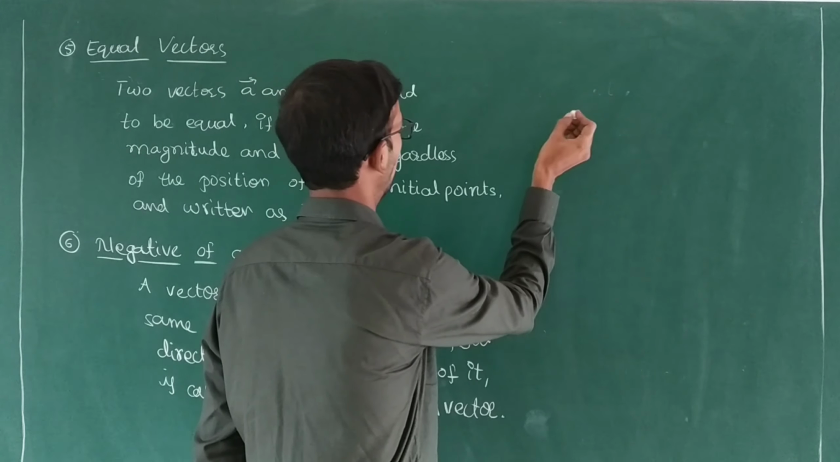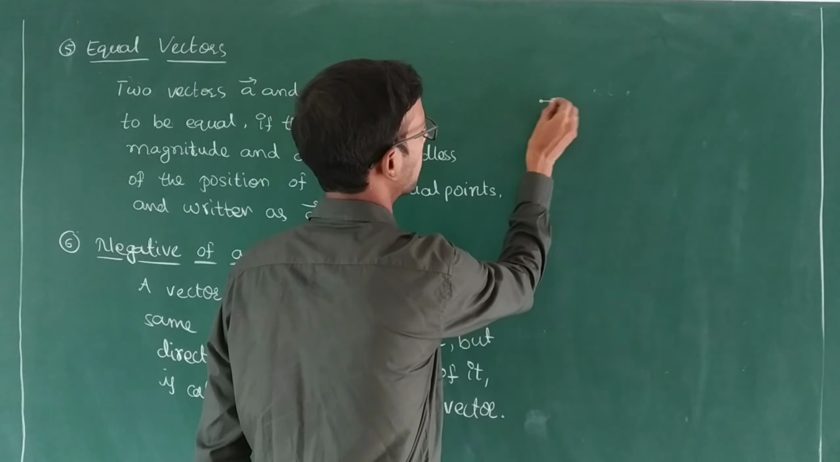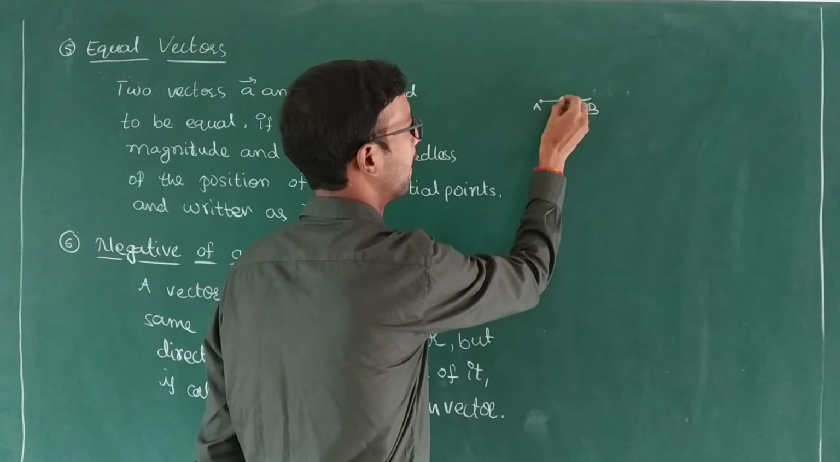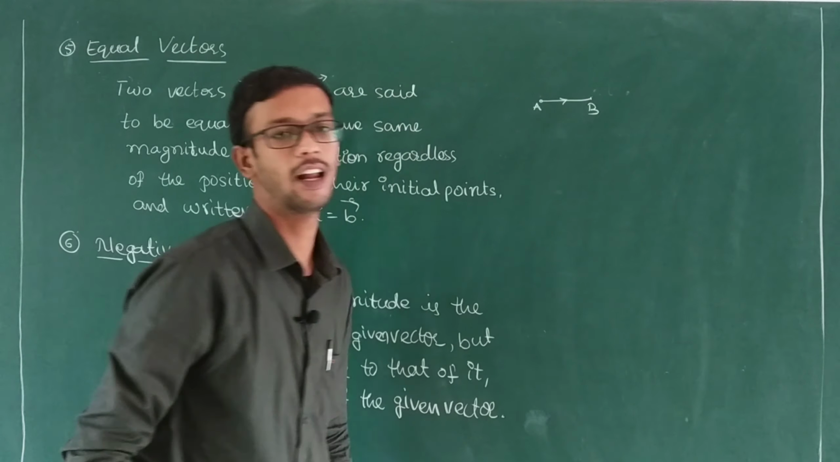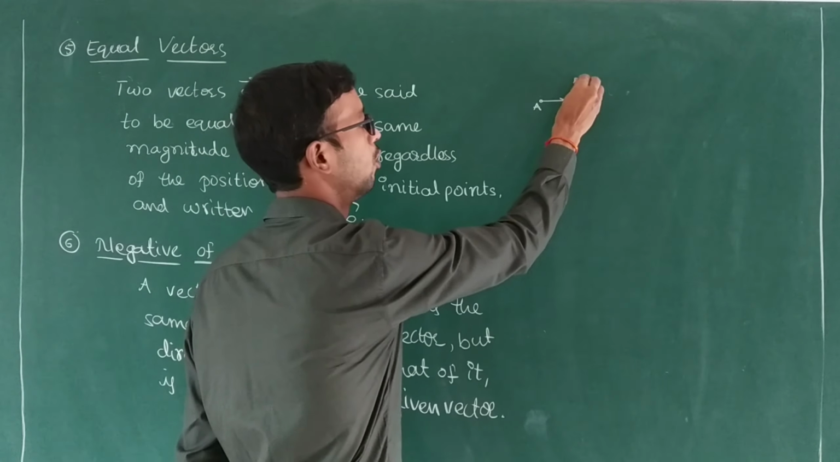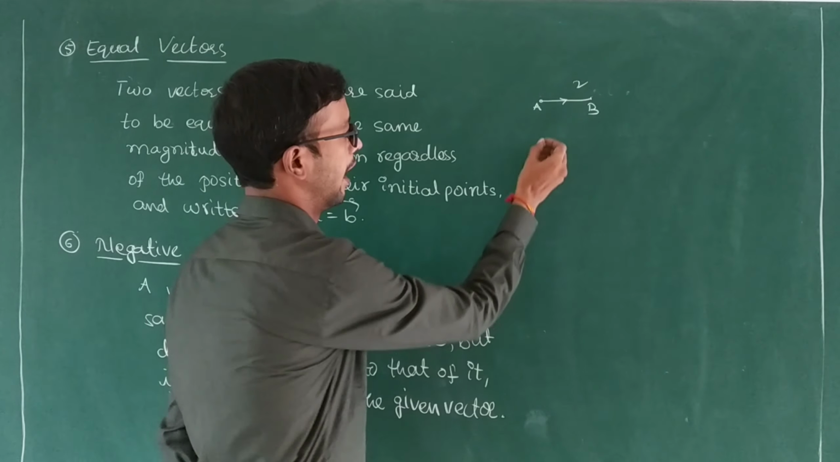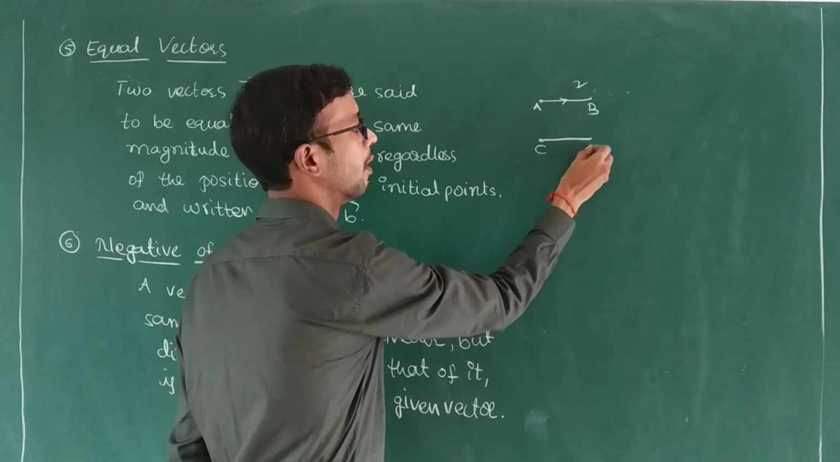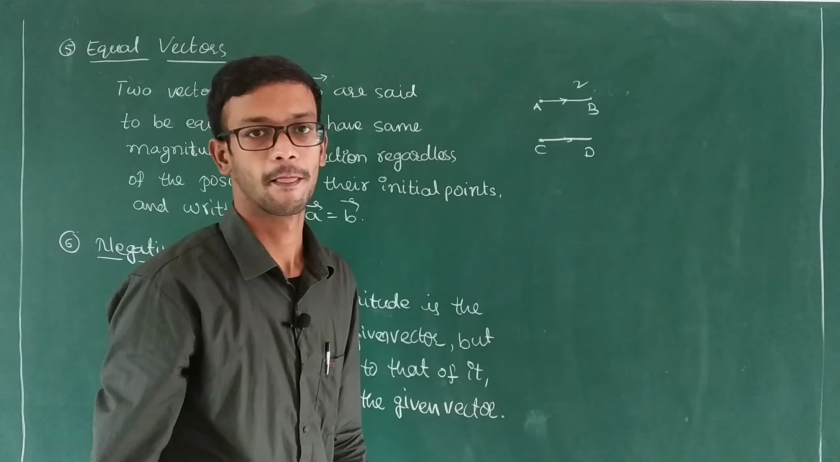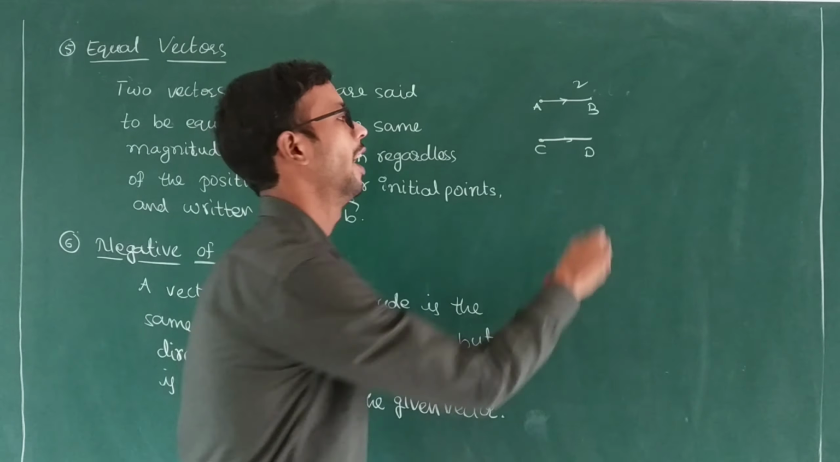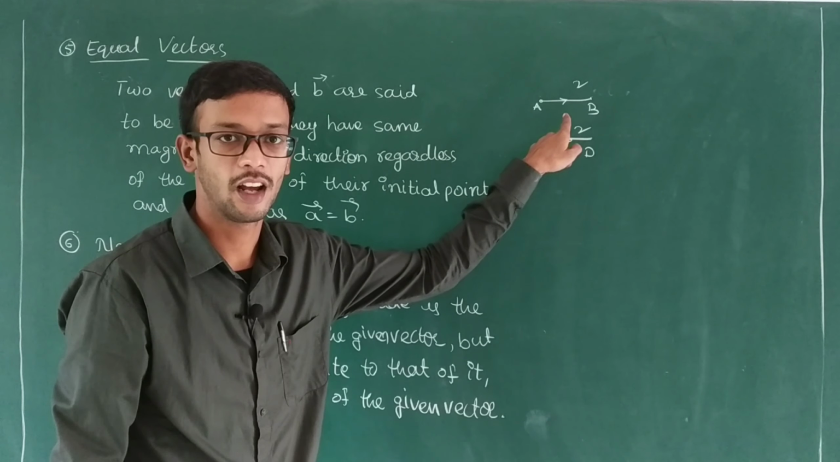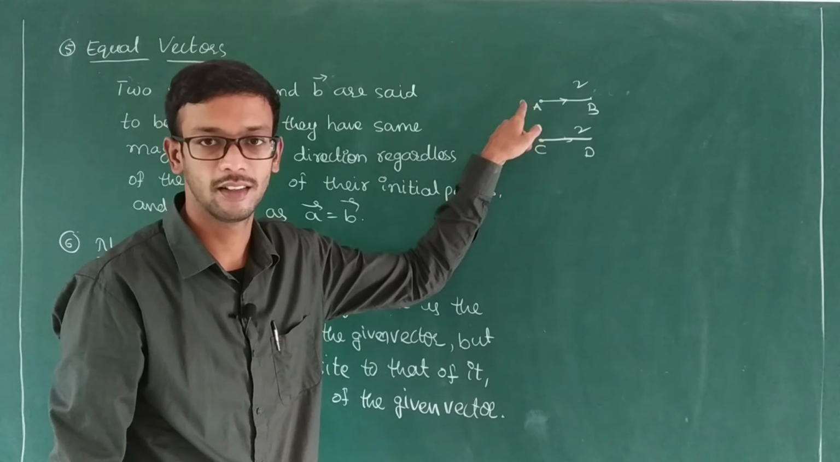Just I will take here AB bar is one vector having magnitude 2, and CD bar has the same direction and this magnitude is also 2. What is the initial point of this vector? Initial point of this vector is A.